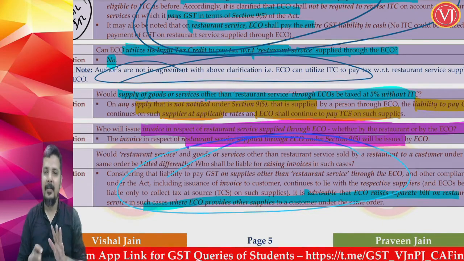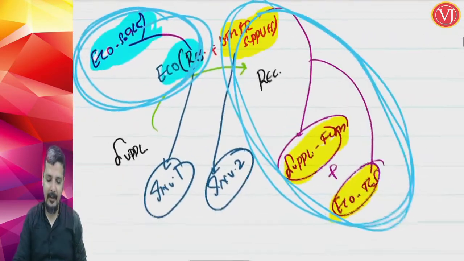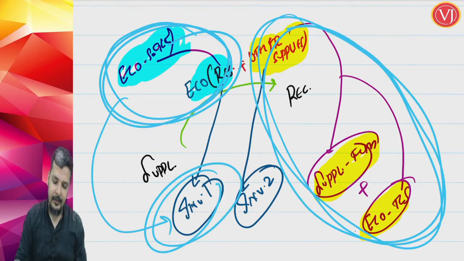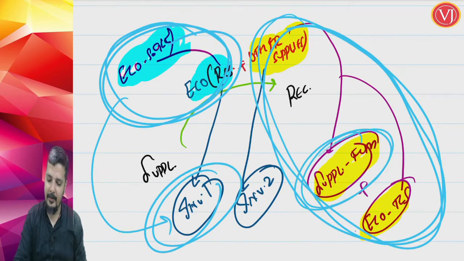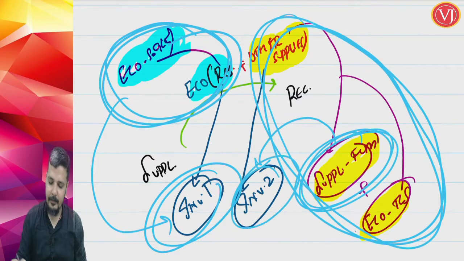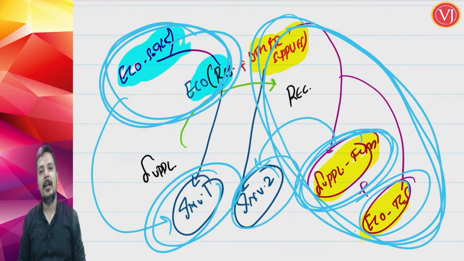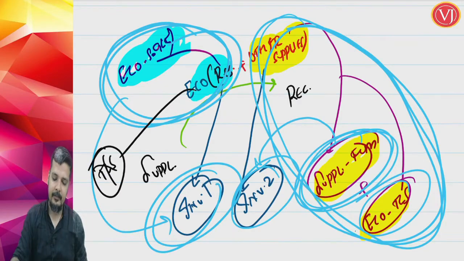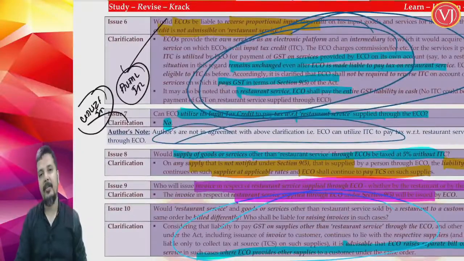So again they are trying to clarify, and if you take this example it clarifies everything. For restaurant services ECO is required to pay GST, so ECO will give the invoice. For other supplies, the supplier is required to pay GST under FCM, so the supplier will give the invoice, and that is the reason it is advisable to give two separate invoices. And for other supplies, even TCS, if at all it is applicable, that will come. For your restaurant services, your TCS won't come. So that you need to understand. So that is all about the last three sets of clarifications discussed all together.